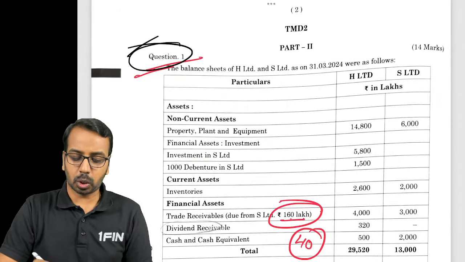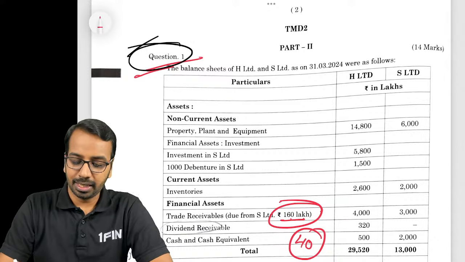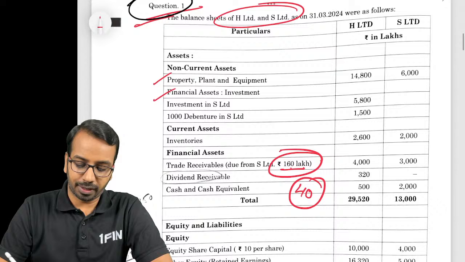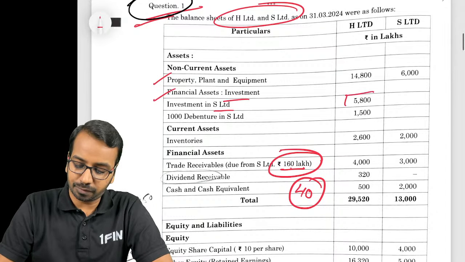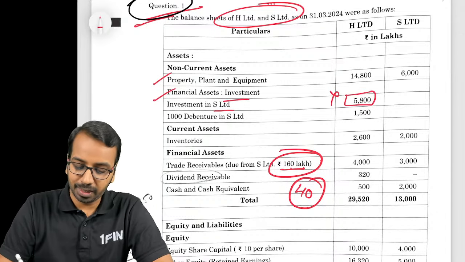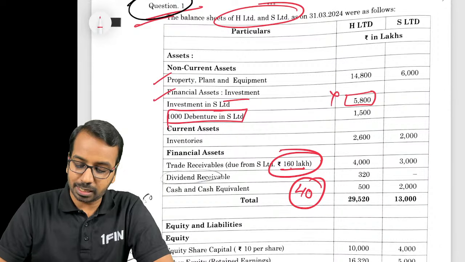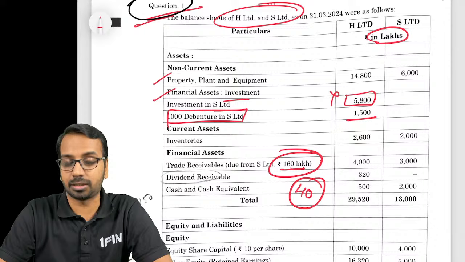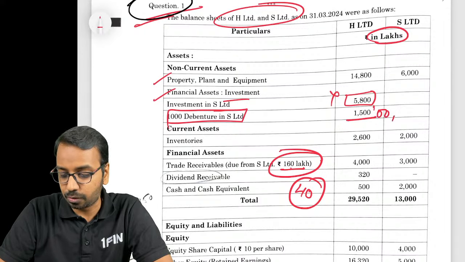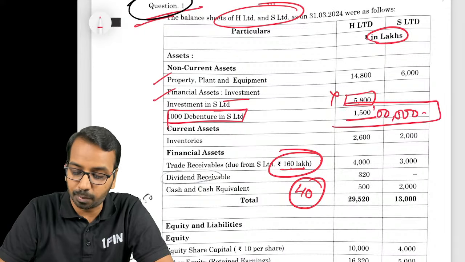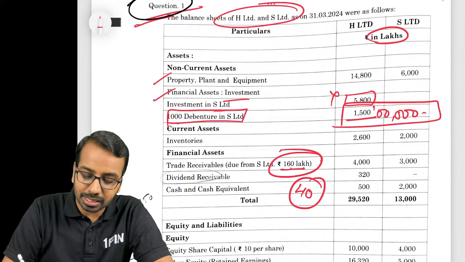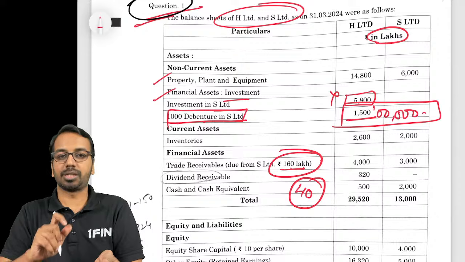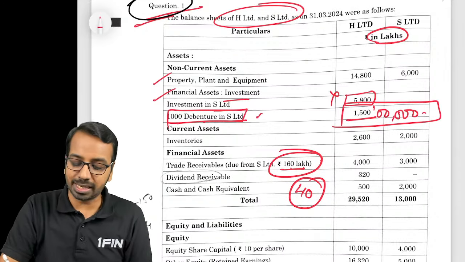The first one was on consolidated financial statements, H Limited and S Limited. Standard items: property, plant and equipment, financial assets. Investment in S Limited 5,800, this gets eliminated. Then 1,000 debentures in S Limited 1,500. Now this 1,500 is 1,500 lakhs, so this actually is 1,500 followed by lakhs. This is the number, right? And these are debentures in S Limited, because it is intercompany. Debentures, intercompany loan given and taken, this has to be eliminated.